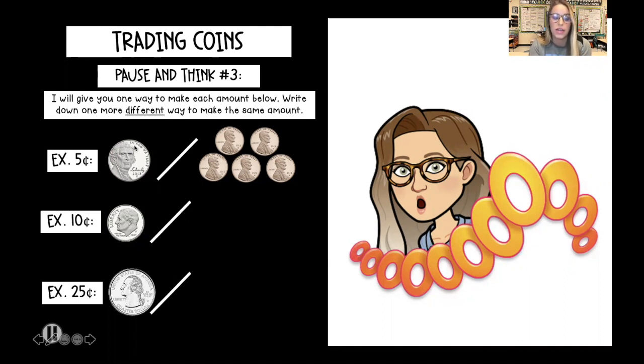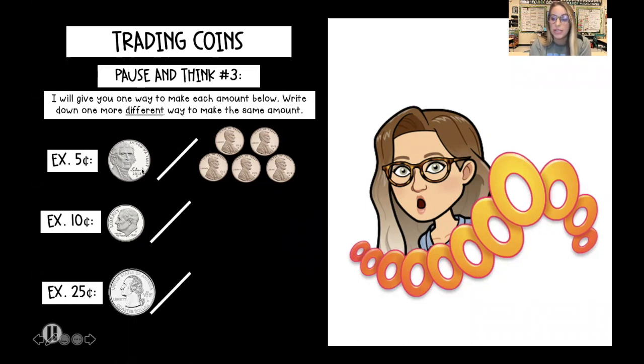The first one is a nickel, which represents 5 cents. Another way to do 5 cents besides using a nickel is 5 pennies. We know that each penny is 1 cent. So 1, 2, 3, 4, 5. We have 5 pennies, which equal 5 cents, and we have 1 nickel, which equals 5 cents. So you want to make sure both of those values are equal.